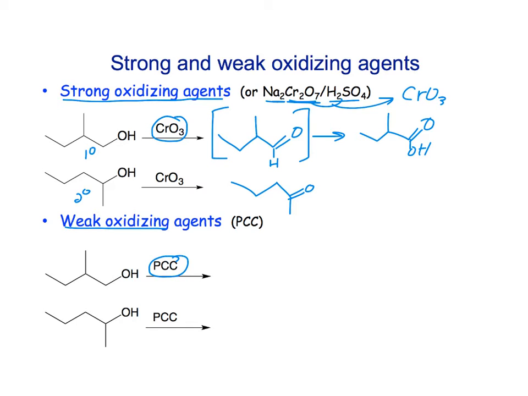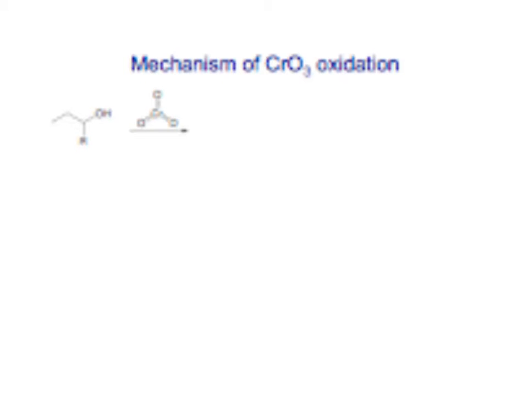If we use the weaker oxidizing agent, that's where we can stop the reaction of the primary alcohol after a single oxidation. So we can stop with PCC at the aldehyde. It doesn't get further oxidized to the carboxylic acid. For PCC with a secondary alcohol, we still get the ketone. So for secondary alcohols, it doesn't matter whether we use the strong or the weak oxidizing agent. For the primary alcohols, if we use a strong oxidizing agent, we get a carboxylic acid. If we use a weak oxidizing agent, we get the aldehyde.